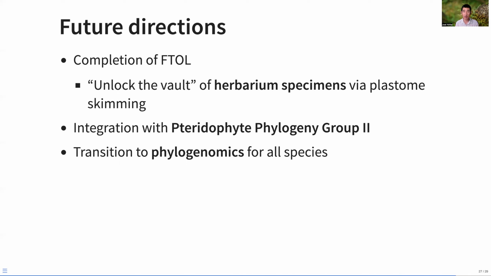Furthermore, we want to integrate FTOL with the upcoming Pteridophyte Phylogeny Group 2, the new version of PPG. And that way, PPG will also be an online living document that can be continuously updated to reflect the most recent understanding of fern phylogeny. And finally, at some point, we want to transition to phylogenomics for all species. We're currently using Sanger data because that has the most species representation, but we do want to transition to phylogenomics going forward.